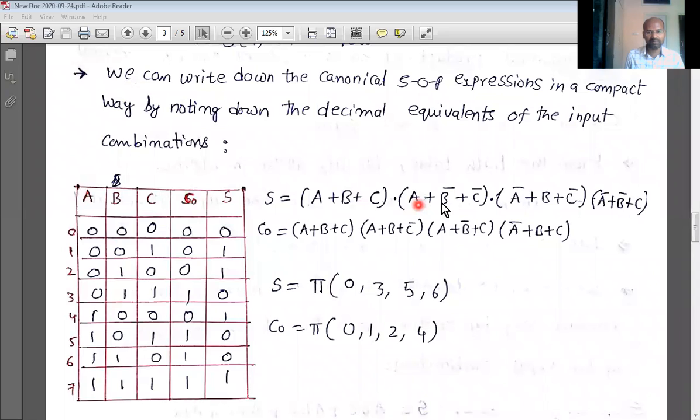In the same way, A plus B bar plus C bar. So this is decimal equivalent 3. So write down 3. And for this we have 5. For this we have 6. In the same way, we write down the compact representation for canonical product of sums. That is shown here. Pi 0, 1, 2, 4. So this is our compact representation, and this is our canonical product of sum representation.